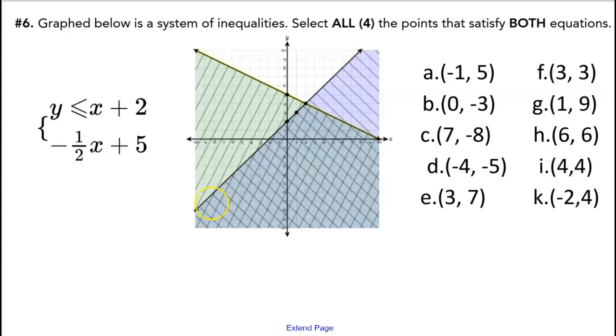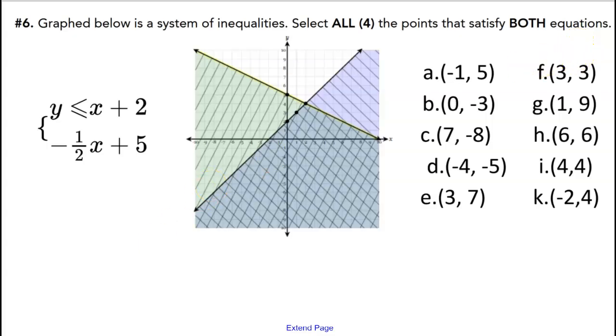Now, somehow, some way, this got cut off. On the end here is the y that's been cut off, but it is an equal to, right? You notice how you got both of these solid lines. If one of these points happens to lie on the line, it will be included because the line is solid. But if it's dashed, then you would not include it if it lies on the line. So here, graph below is the system of inequality. Select all 4 points that satisfy both equations. So we can stop when we get to 4.